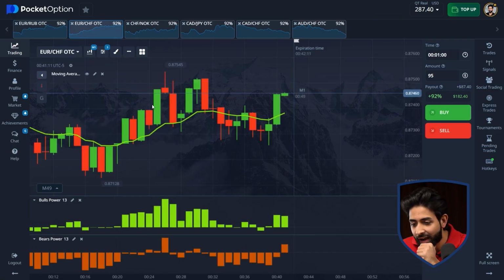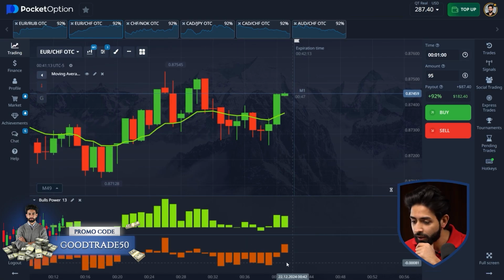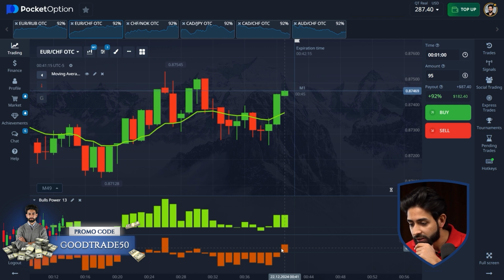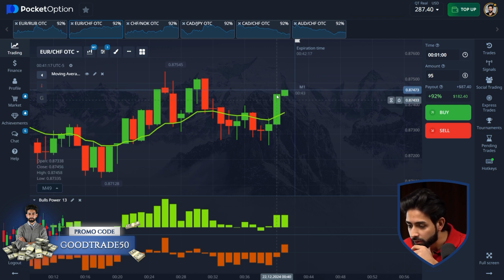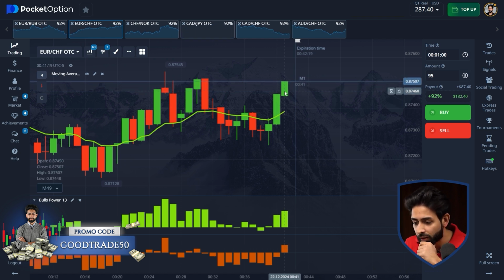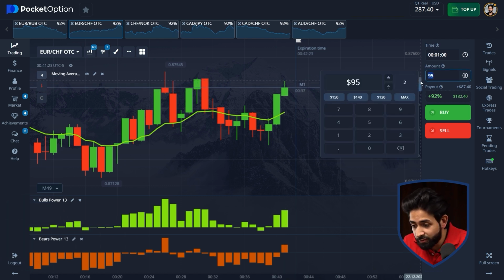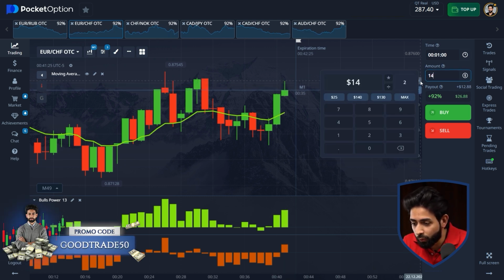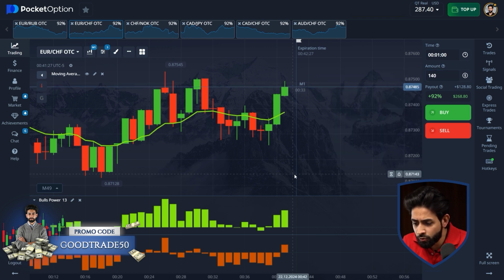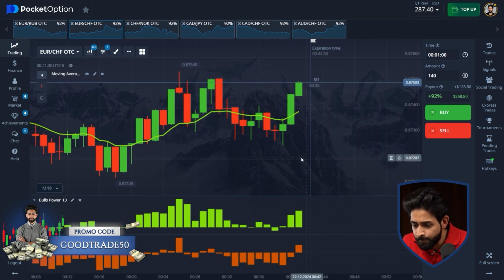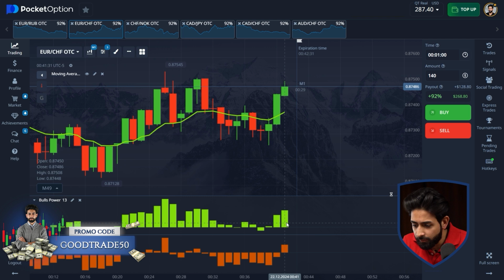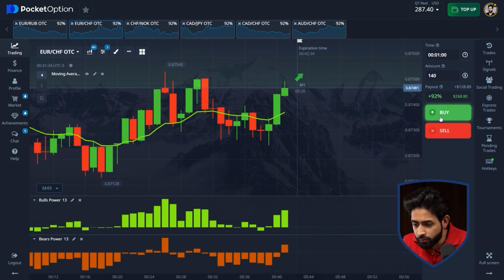Let's see. All right, now we can have a look at the euro against the Swiss franc. Okay, it seems like we're going to get a market entry here. The market is, as you can see on the graph, going upside. We can set the bet amount to $140, and we can enter into a buy.